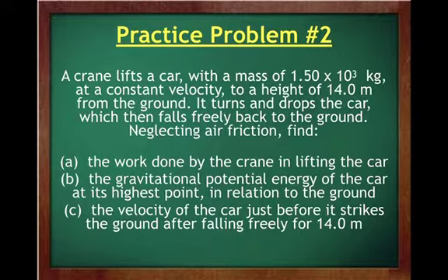find the following things. So find A, the work done by the crane in lifting the car. Find B, the gravitational potential energy of the car at its highest point in relation to the ground. And C, find the velocity of the car just before it strikes the ground, right? So like the instantaneous second right before it hits the ground after falling freely for 14 meters from its maximum height. All right, so we'll start with A, obviously. The first thing, again, we do is we're going to start listing the things that we know.